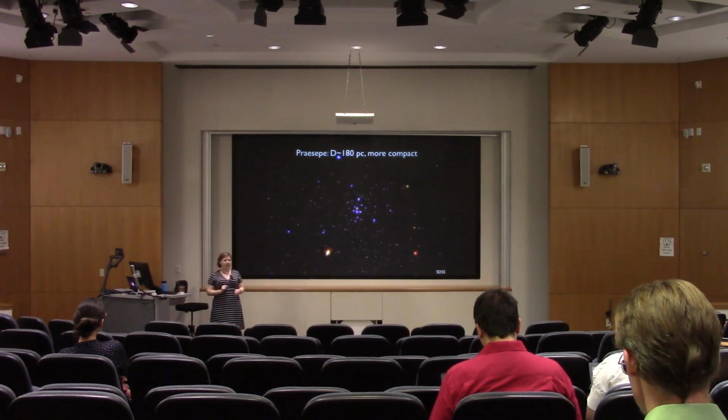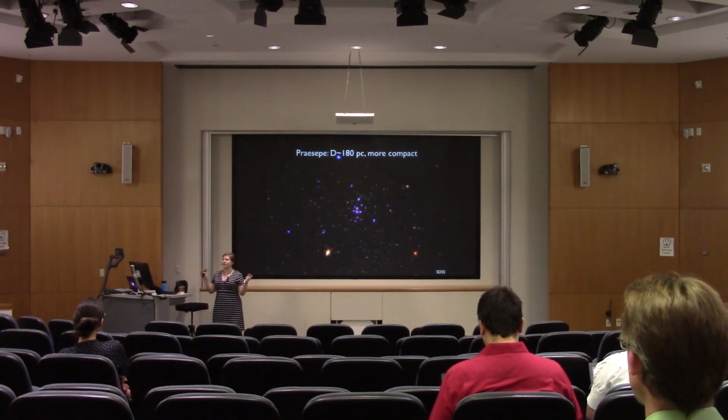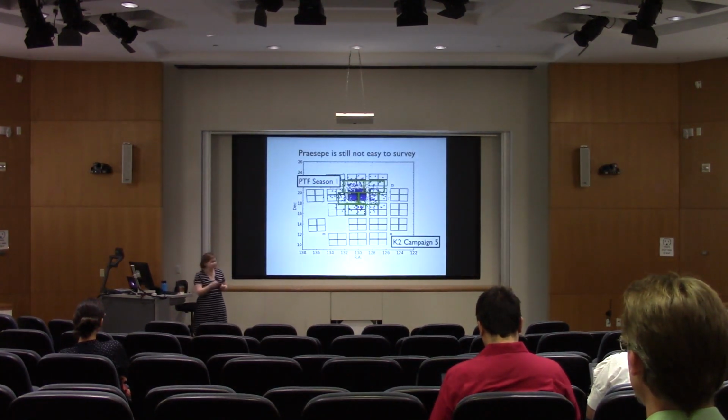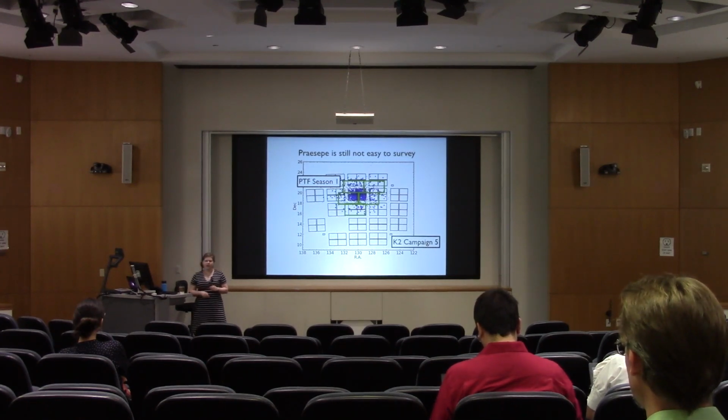Praesepe is a little bit further away, sort of a twin of the Hyades, not quite the same age. It's about 180 parsecs away, and it is more compact, but it's still about 7 degrees across. So blue are Praesepe stars targeted in Campaign 5, gray are other stars, and these green squares were the footprint from the Palomar Transient Factory survey of Praesepe in 2010, 2011. They were able to cover a lot of the stars, but the precision maybe wasn't quite as good, and it took a lot more effort than just 70 days with K2. It took a couple winters.